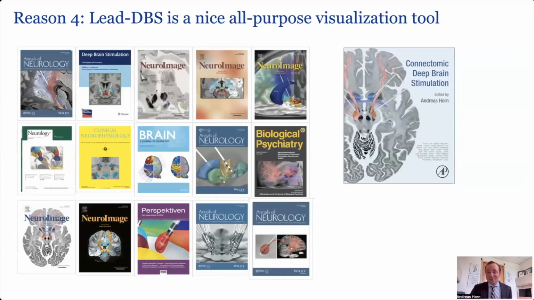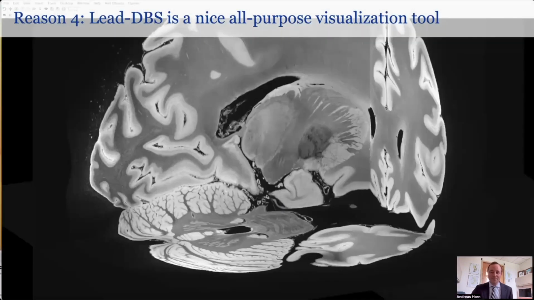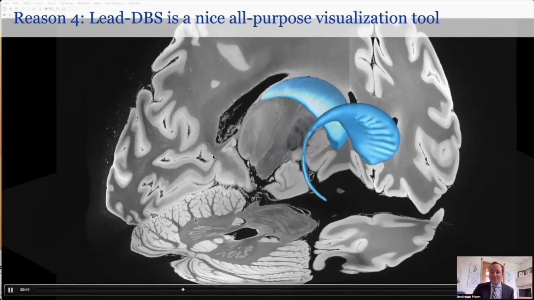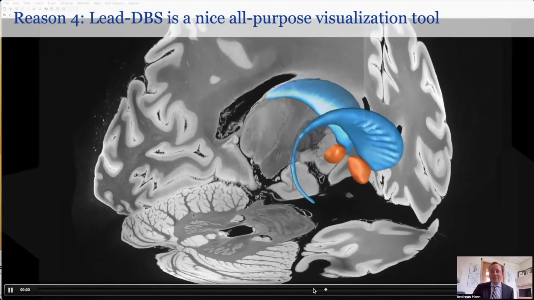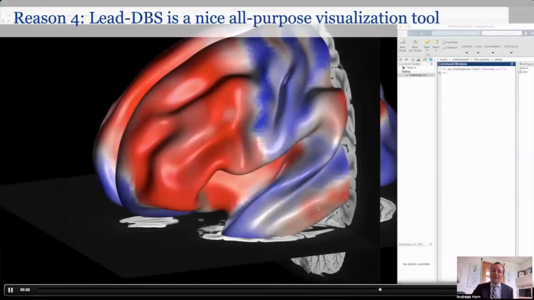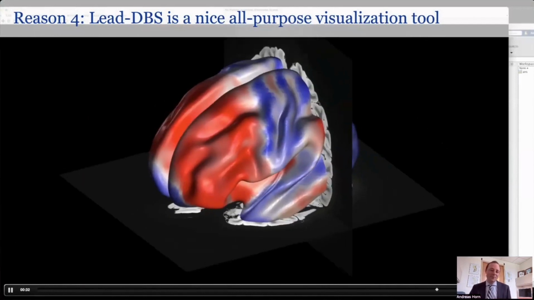Lead-DBS is a nice all-purpose visualization tool. Whether it's really just for a cool figure in your paper or something that's actually related to DBS, you can use its viewer to look at NIfTI files, for example. Just drag them onto there and you see them in 3D. There's also a nice way to visualize heat maps. You can drag in a surface and then overlay a NIfTI file as a heat map and look at it that way. So it's really a nice general purpose viewer.